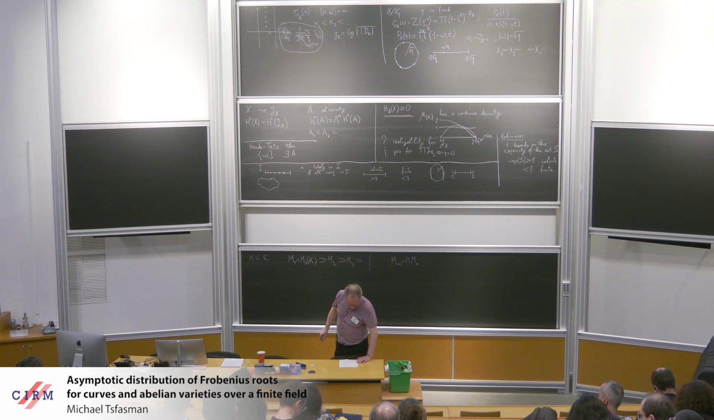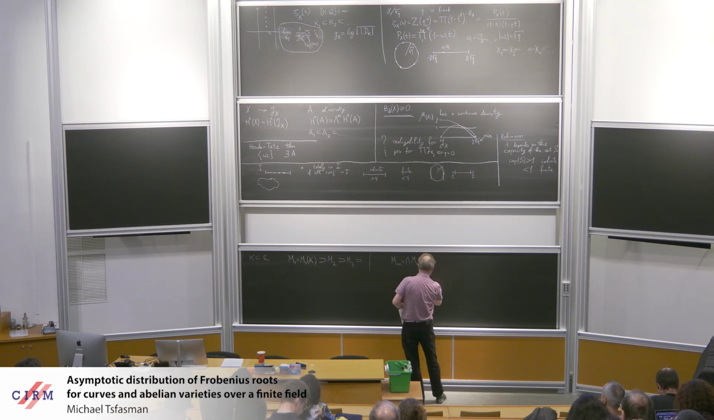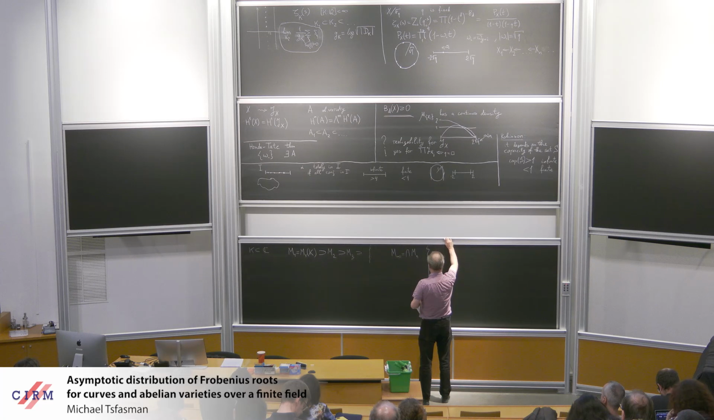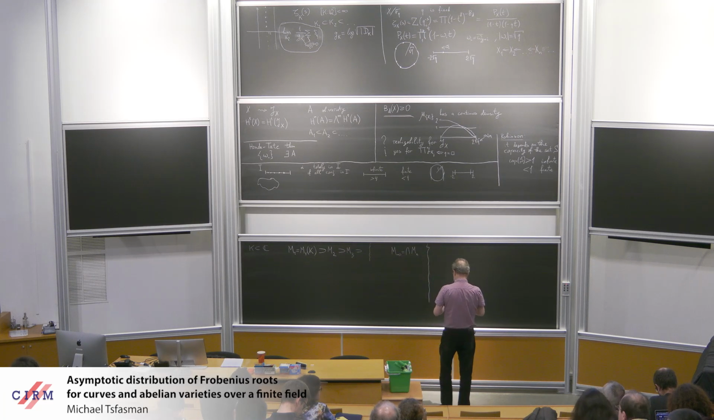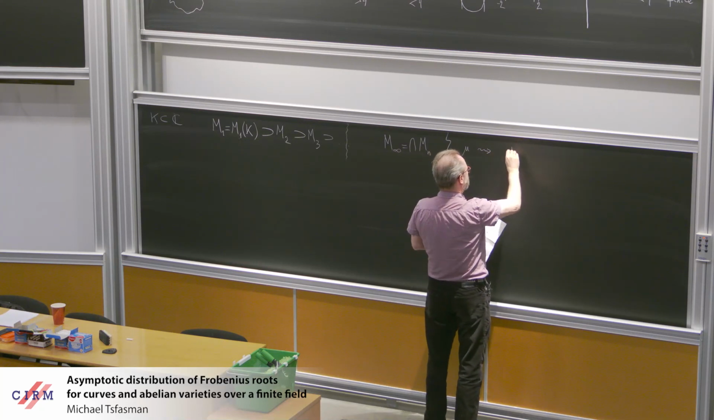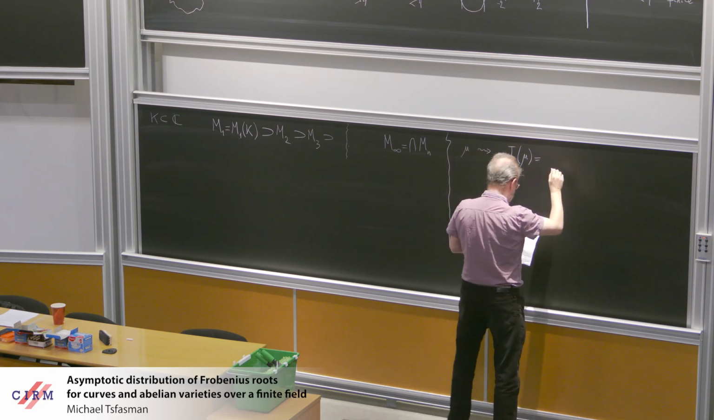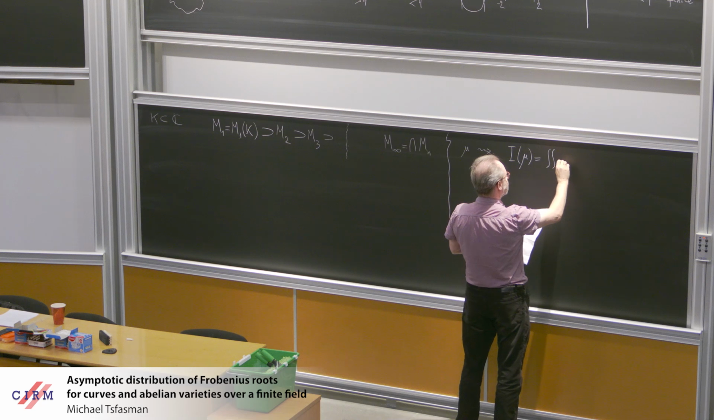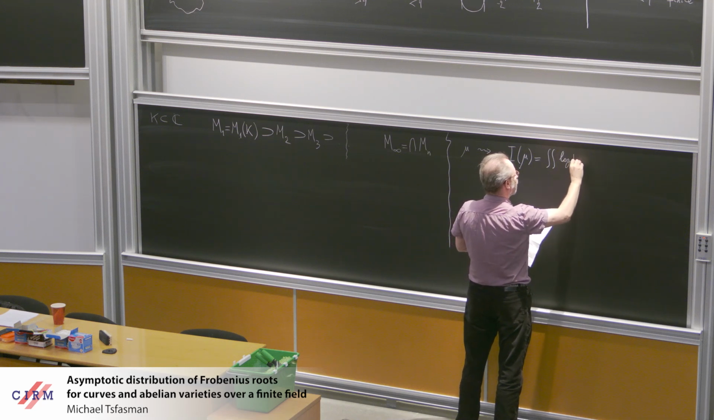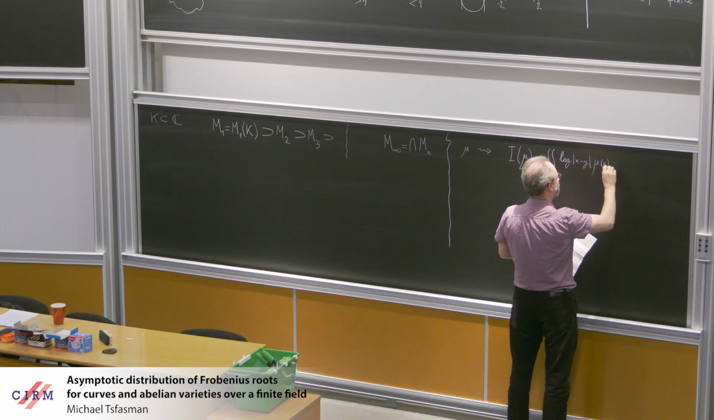Now, so that's about measures. Now, some analysis, because you should know what capacity is and several other things. So, for a measure mu, I write I of mu, which is the double integral of log of |x minus y|, d mu of x, d mu of y.